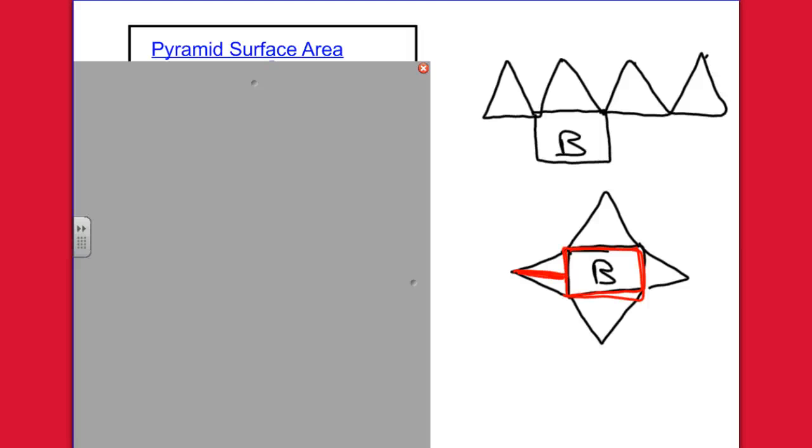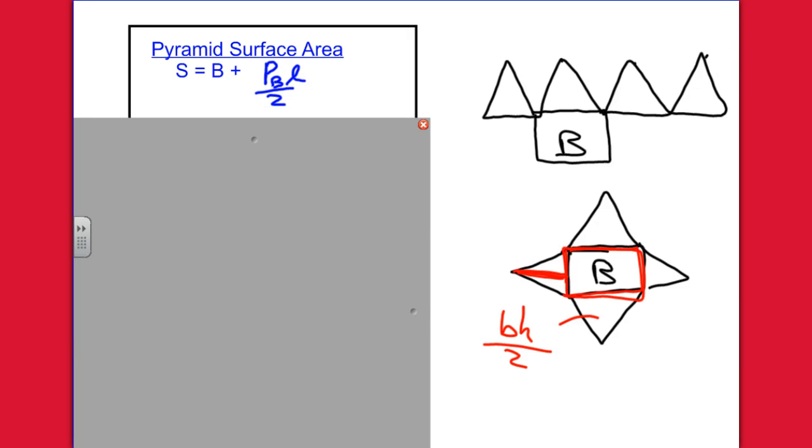What do we have to do to it though, because they are triangles? If we do base times height, what do we have to do? Divide by 2. Okay? And that we have to do for all pyramids, because all pyramids have lateral triangles. So here's our little formula. You can box it up.